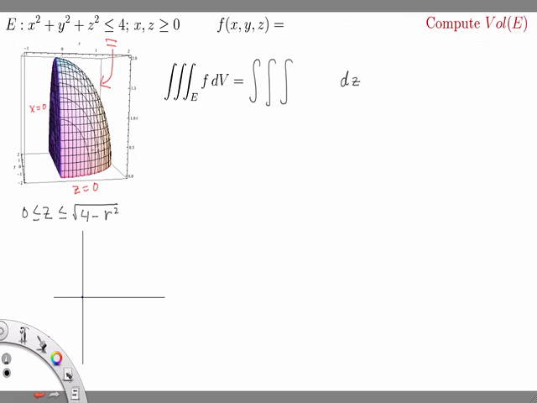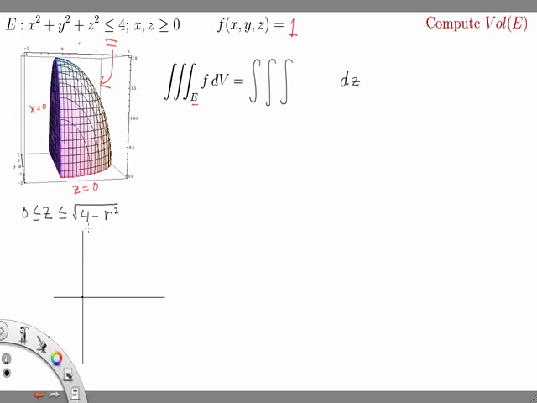Now the other thing we need to define, we'll talk more about the bounds of E, but the question is, what function do we want to integrate to compute the volume? And the answer is we want to integrate the constant function 1. So just like when we integrate 1 dA, we get the area of a region in the xy plane, if we integrate 1 dV, then we get the volume of the thing that we integrate over.